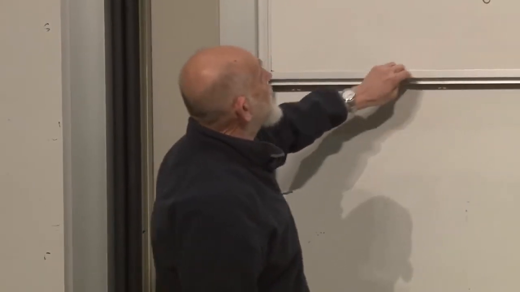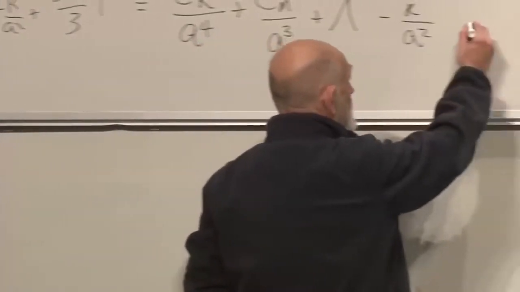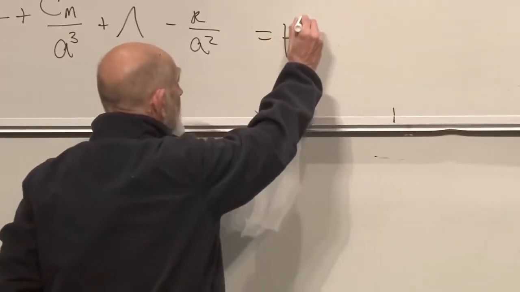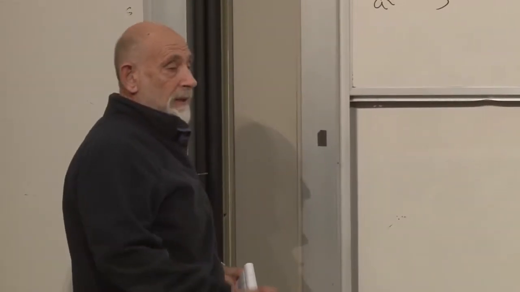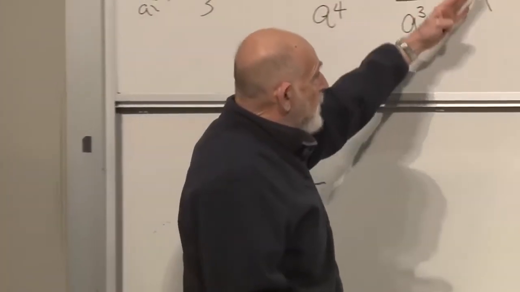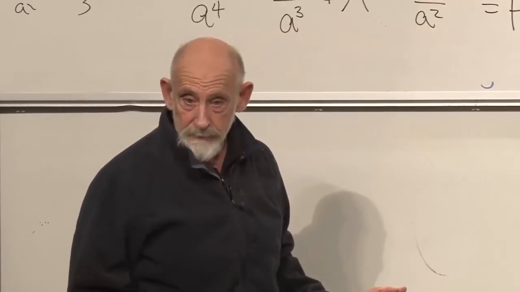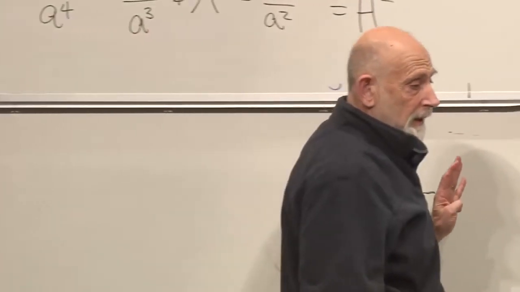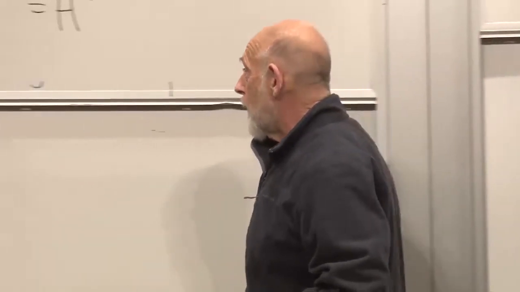That's this. And what is this equal to? It's equal to h squared. Now think about this equation today, at the present time. This says that a certain set of 4 quantities has to add up to h squared. That's a constraint.